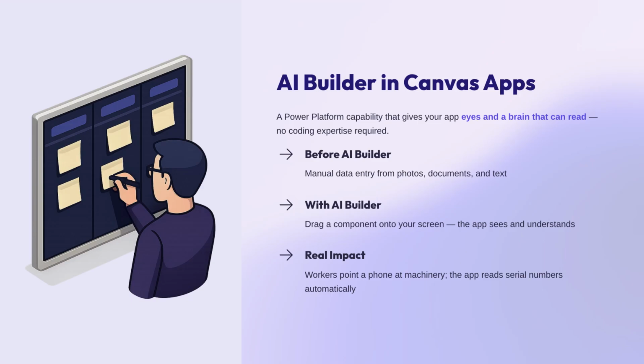Before AI Builder, if you wanted an app to understand a photo or a piece of text, you had to be a rocket scientist. Now you just drag a component onto your screen. Imagine you are running a small construction company. Usually your workers have to type in long serial numbers from heavy machinery. With AI Builder, they just point their phone camera at the machine and the app sees the number and types it in for them.